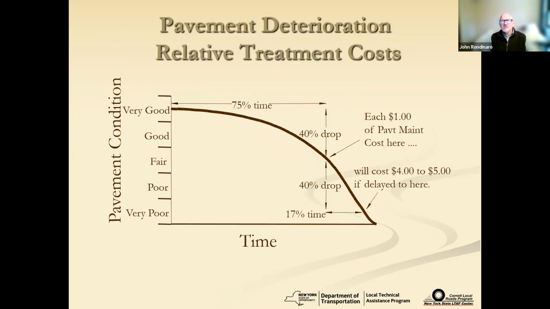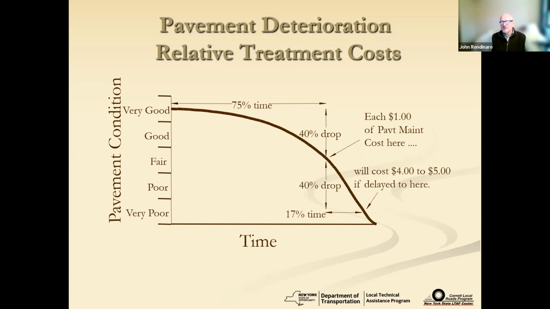And why this is important, when you look at relative treatment costs, if you look at the bottom right-hand corner of the slide, when you're forced to do more extensive rehab or reconstruction, it's going to cost you 4 to 5 times as much, at least, as it would cost you to do maintenance strategy, preventive maintenance activities while that pavement's in good shape.